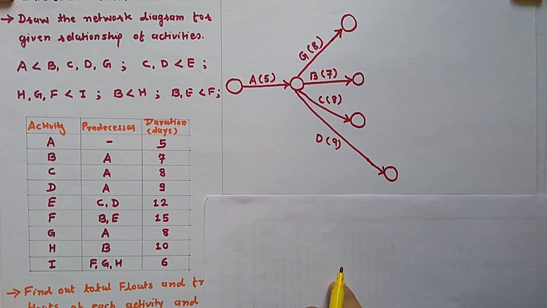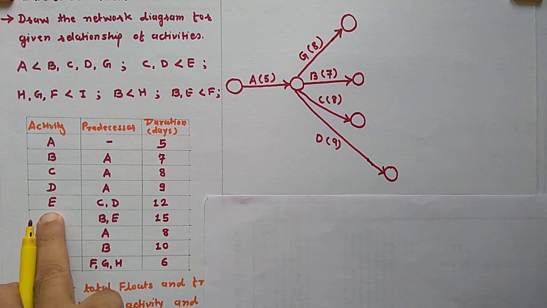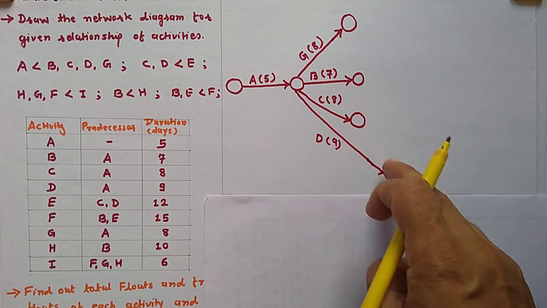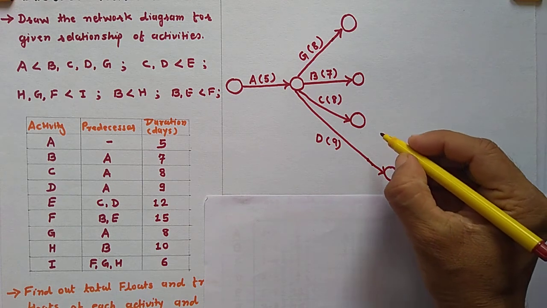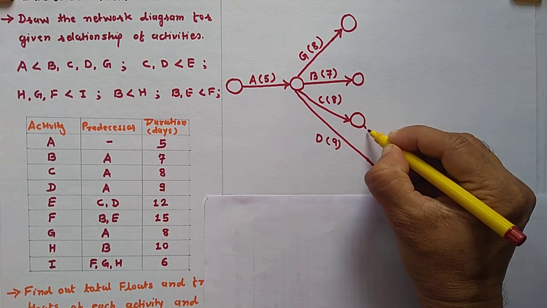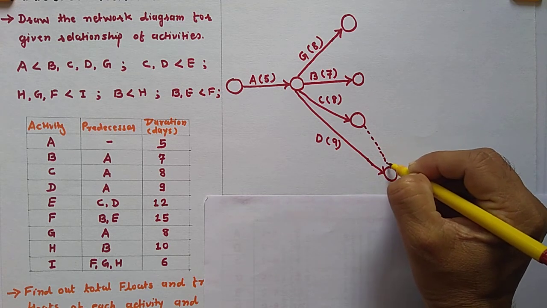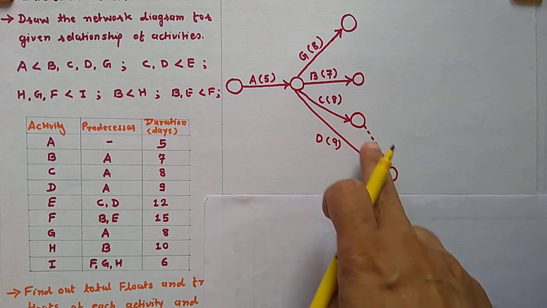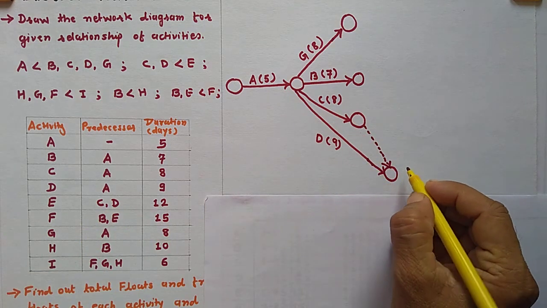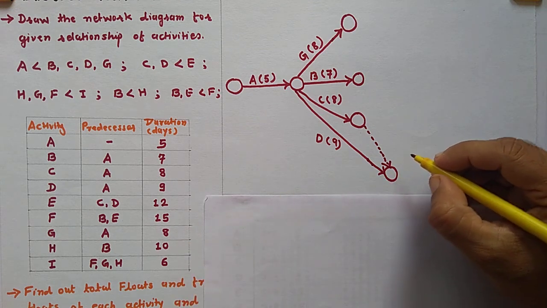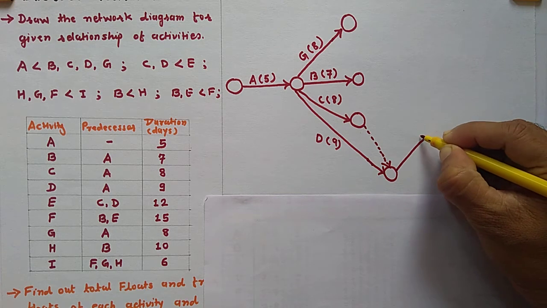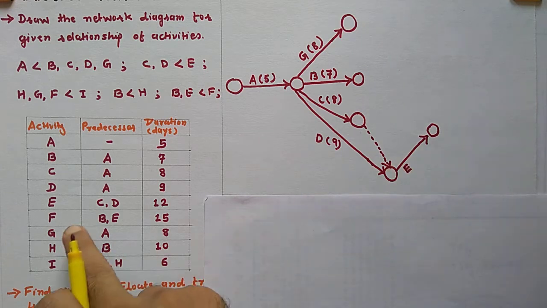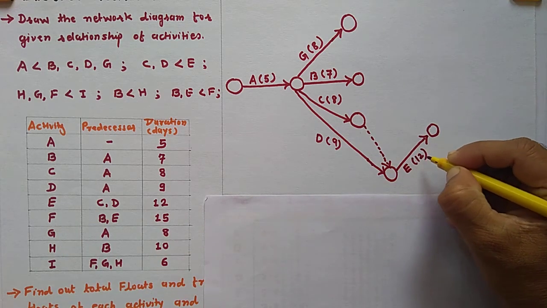Now activity E, the predecessors are C and D. Here C and D must be joined. We can join these two activities by a dummy activity, because C and D will both be merged into one event. So I will join these two by the dummy and then I will start activity E in this direction. This is activity E and the duration of E is 12 days.